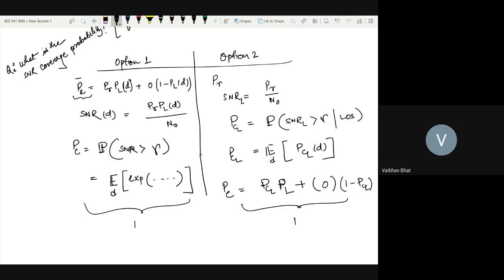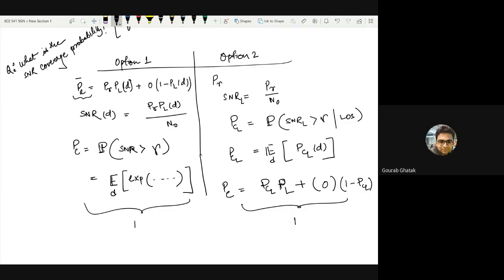Sir, in this, basically, can we say the difference is that for the first case, my SNR is already considering the probability that it is a line of sight. But in the second case, I am considering it after the fact. Like I am getting some SNR, now I am conditioning it on the LOS part. I'm taking it after the fact, like I'm receiving this much now. Is it line of sight or non-line of sight?